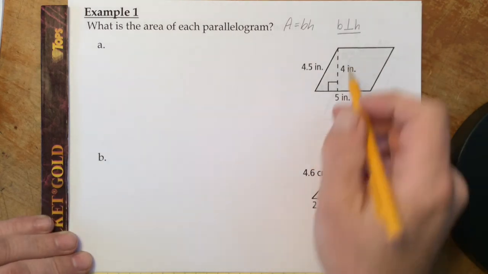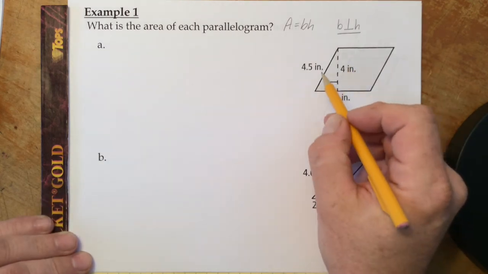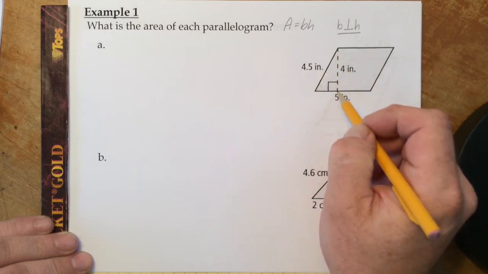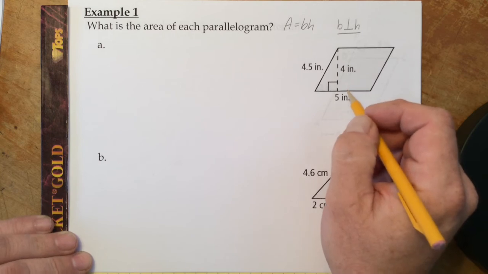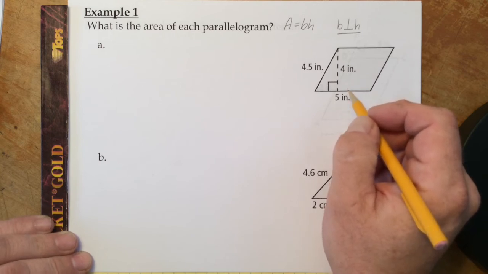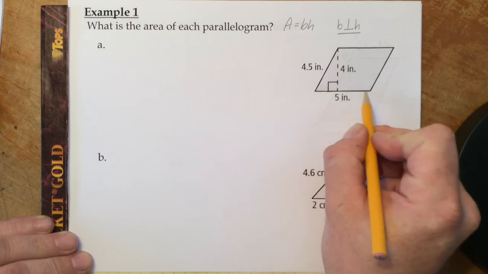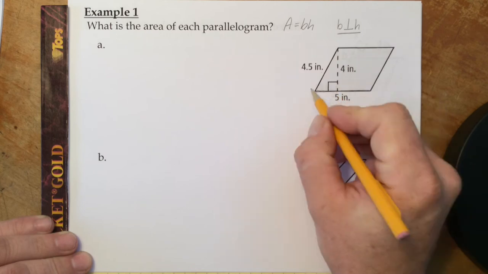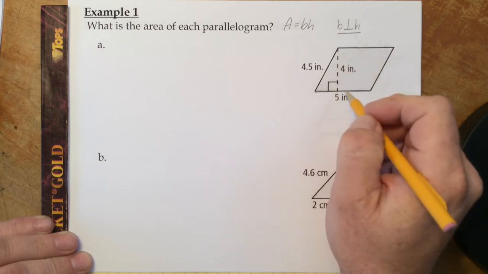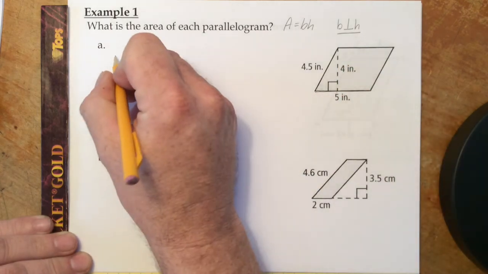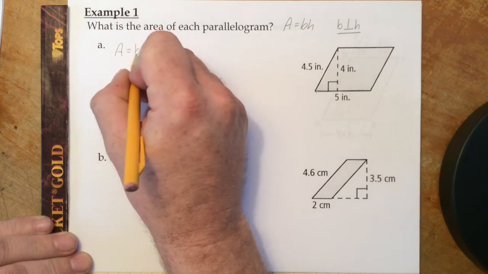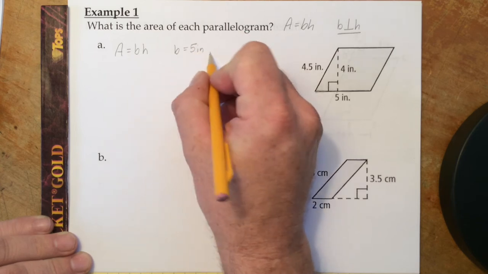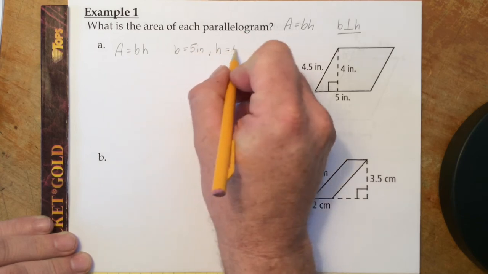Part A. Here we have a parallelogram where they give us the length and the width, and then they give us the height or altitude. Recalling that the height and base must be perpendicular, the base would be 5 inches, one of the sides of the parallelogram, and the height is 4, not 4.5, because 4 is perpendicular to the base. So the area is base times height, where B is 5 inches, and H is 4 inches.